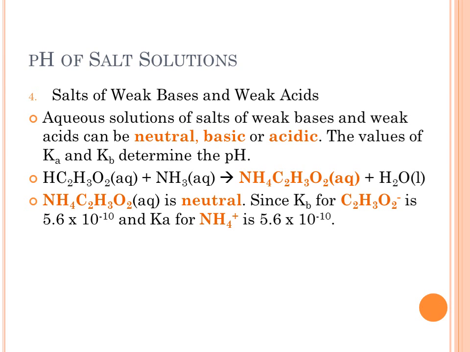Ammonium acetate is neutral because the Kb for the acetate ion is 5.6 times 10 to the negative 10th, and the Ka for the ammonium ion is 5.56 times 10 to the negative 10th. Since they're the same, that's a neutral salt. But that will vary salt to salt.